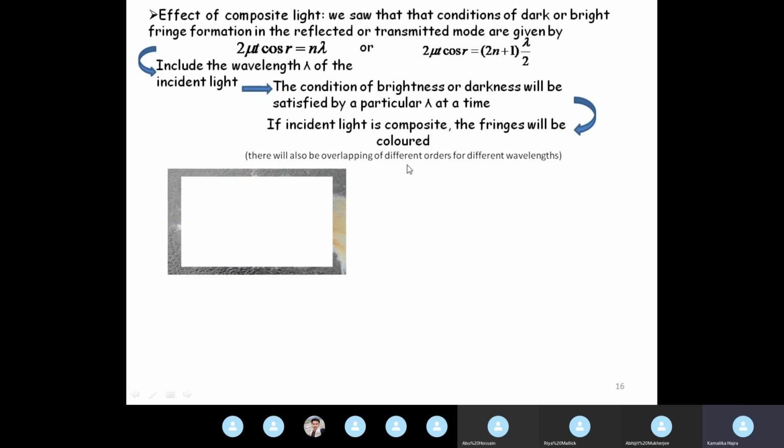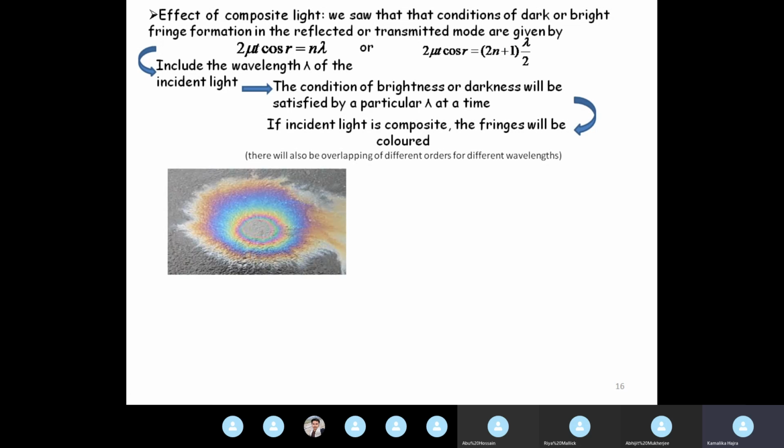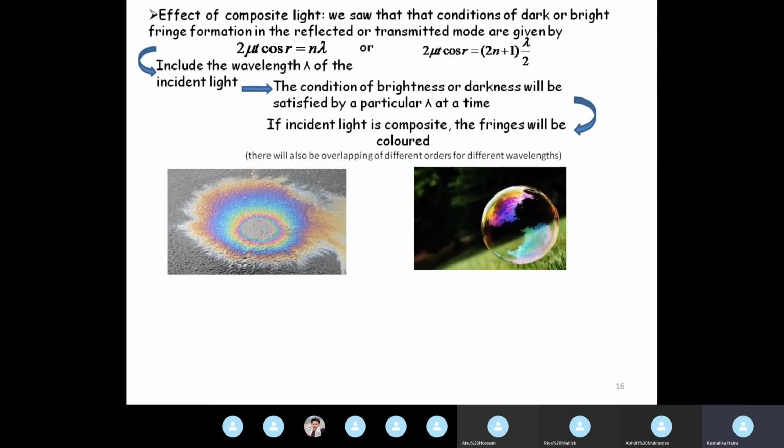And now my claim that such fringes are formed due to interference by thin parallel films. Once again, I give you the pictures with which I began the discussion of this module. And as you can see, the circular fringes are formed. The fringes are circular in shape. Okay, so how is the thin film?